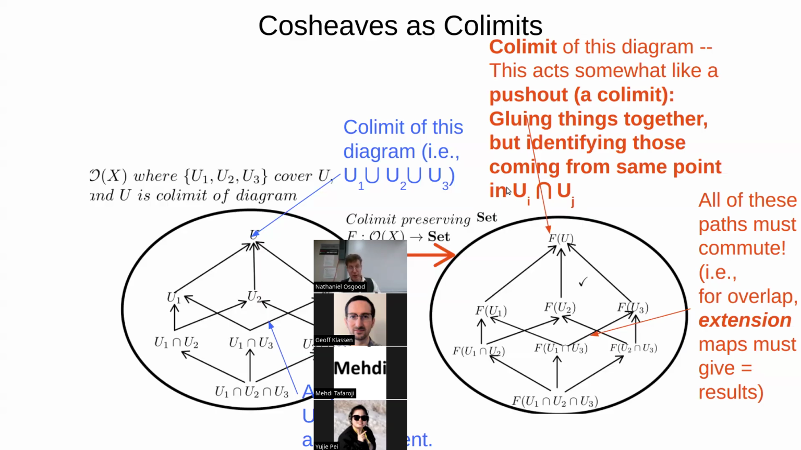In this case, it's going to be things coming from the same values from this point here. The values assigned to this point here are going to be in common here. So they're going to be identified together. They're going to be identified together. Now, all these paths commute like before. It's just the paths go in different directions, right? Before they were going down here. Now they're going up, right?